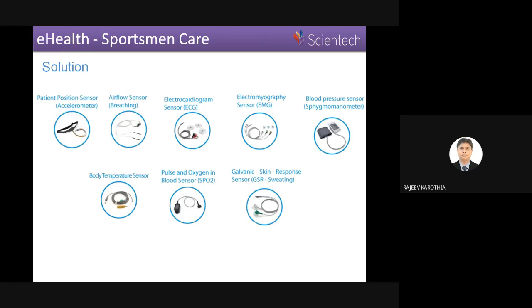With that you can get the different parameters for any human or any person, like a patient. Position sensor is there, that is again an accelerometer sensor. Airflow sensor is there, breathing sensor is there, electrocardiogram ECG sensor is there, EMG sensor is there, blood pressure monitoring sensor is there, then body temperature, pulse oximeter, galvanic skin response system. So these are the sensors which are relevant with healthcare.